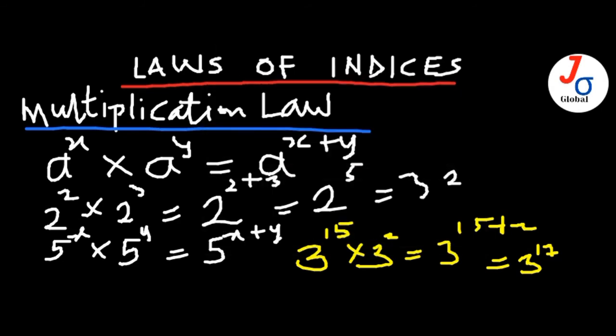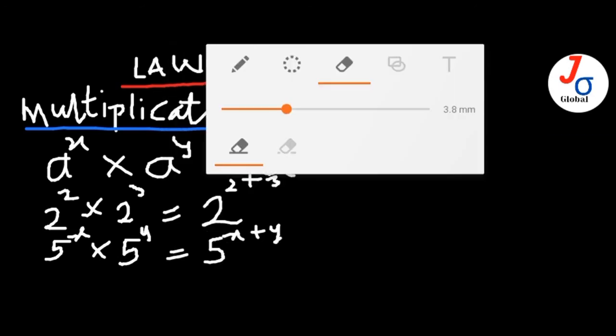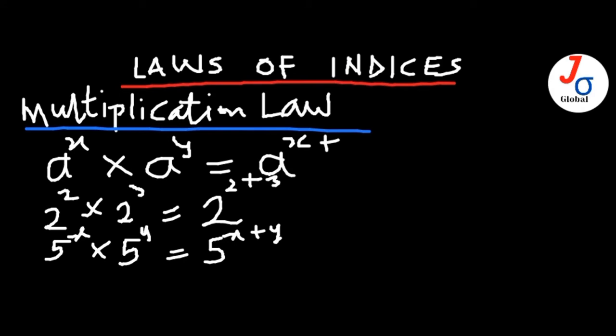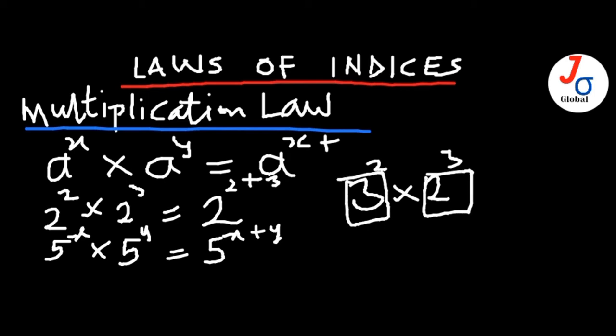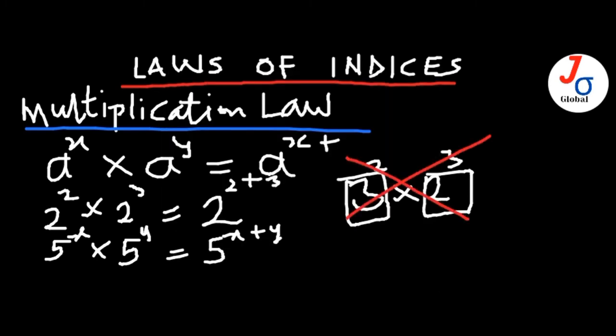What about if I have 3 to the power of 2 multiplied by 2 to the power of 3? Now, I can't apply the multiplication law. Why? Because the bases are not the same. So this would not follow the multiplication law of indices. So know that.